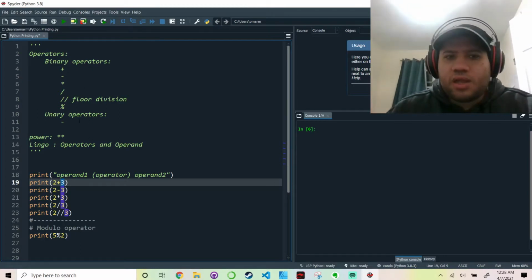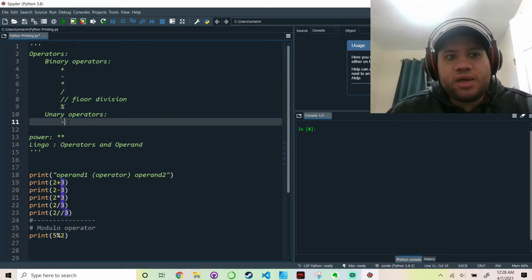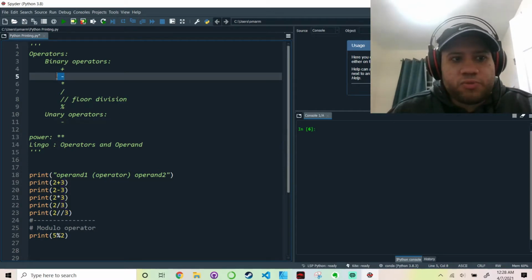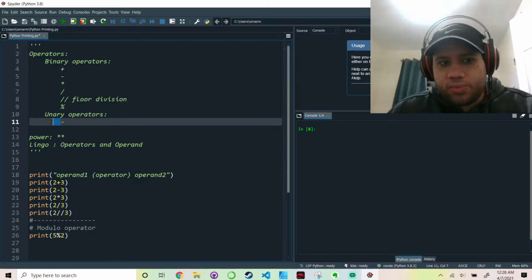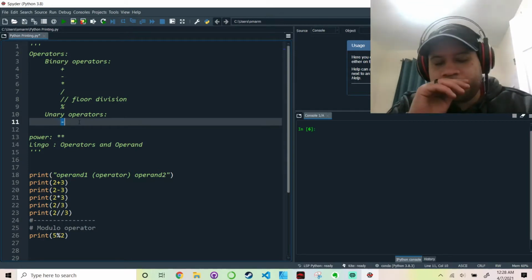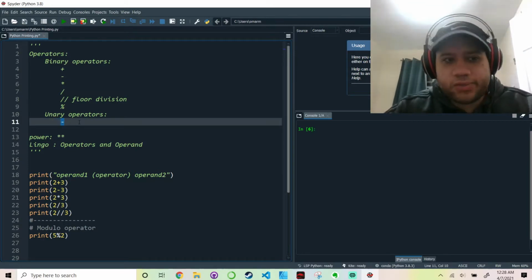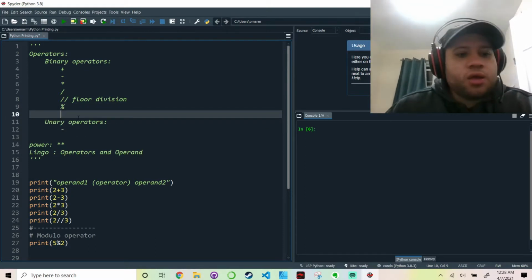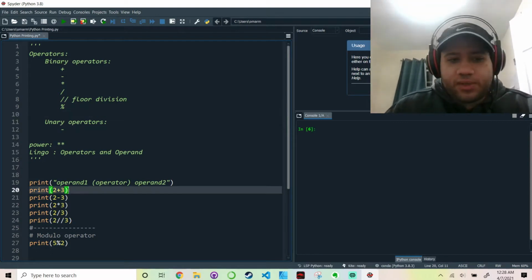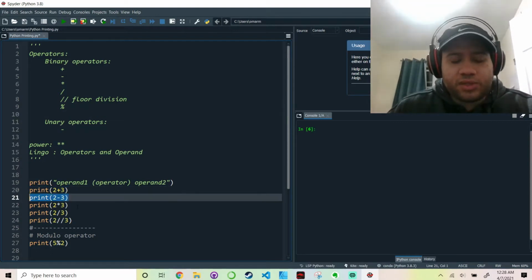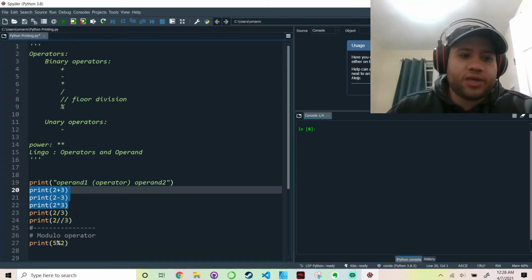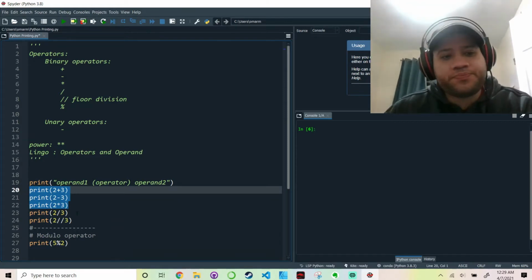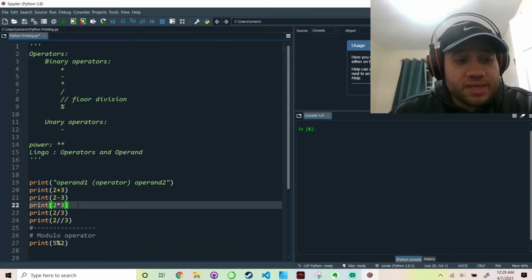There aren't a lot of unary operators in Python. There's only the negative, right? And you notice that it's in both the binary operator and in the unary operator. In other programming languages such as C++, there are more unary operators. However, in Python, you're good. So we have the plus and minus and multiplication. You know these, so I'm not going to focus on them that much.